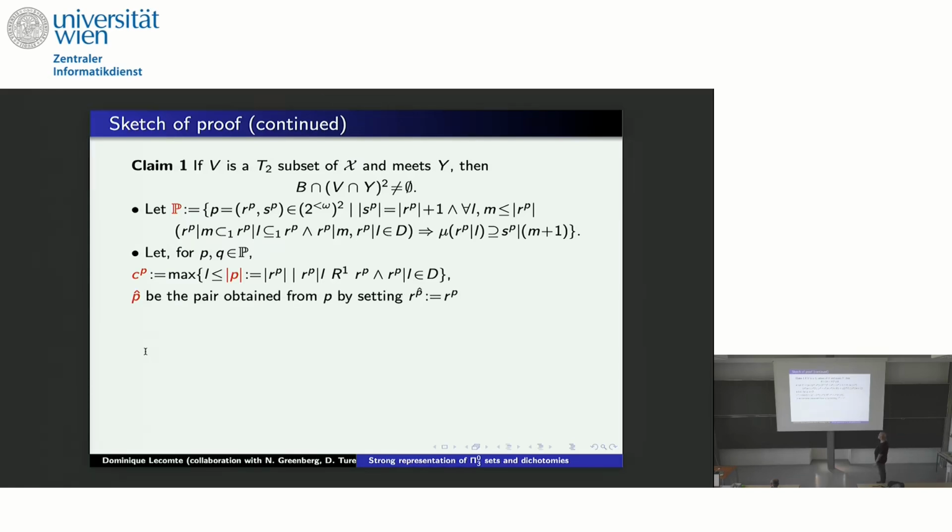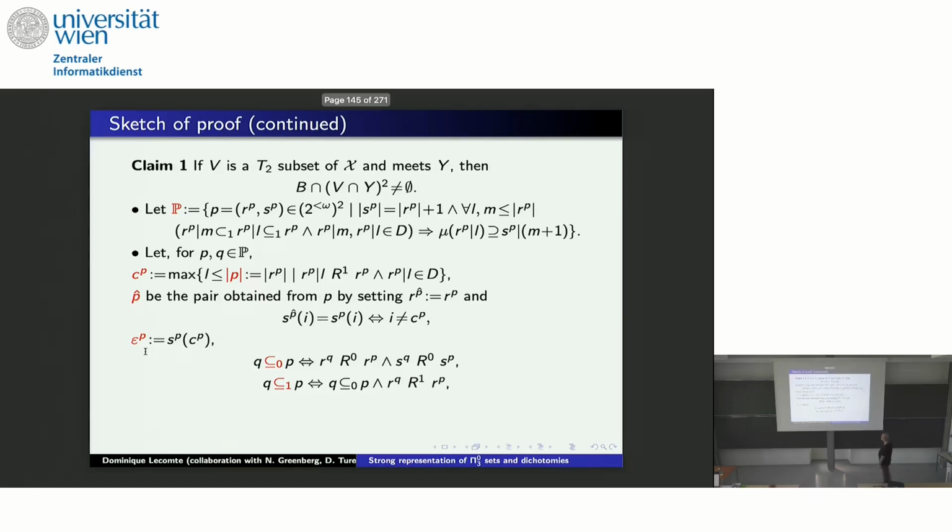If you have one pair, you can define a dual pair by simply, you keep the same R, and you change the S at only one coordinate, which is exactly CP. And the epsilon of P is just the value of SP at this position CP. So we defined some predecessors for finite sequences, but we can also define similarly predecessors for pairs. So you say that Q is a zero predecessor of P if you have zero predecessors for both R and S. It's a one predecessor if it's a zero predecessor, and if on the R side, on the left side, you have R1 relation. And the natural thing for strict extension is extension and difference.